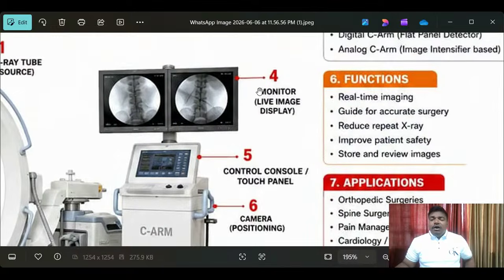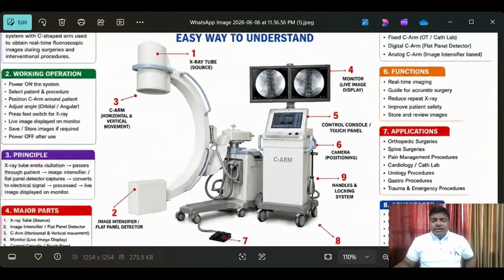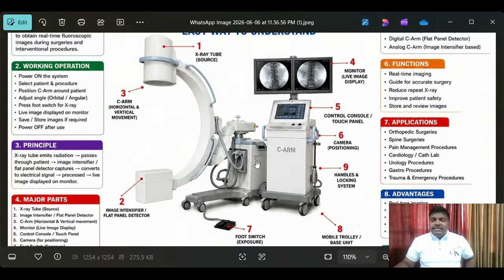Next, see here, fourth one. See here, monitor live image display. Understand? One is the live image, one is storage. One we can see live, and then afterwards the image is stored. Right? Because this C-arm is used for live cases. I am going to tell you which cases it is used for. So these are the basic points of the components of the C-arm. Okay, simple way.